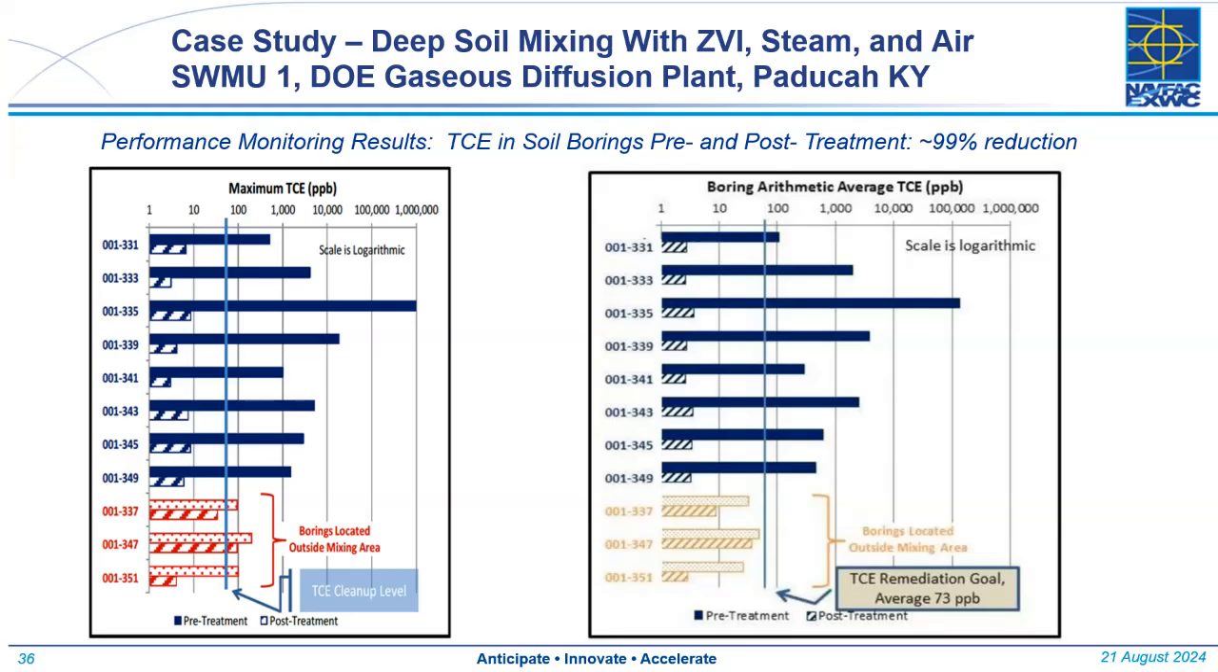So here's some treatment results for this project, and they were great treatment results. By comparing TCE in soil borings before and after treatment, there was a 99% reduction in TCE. On the graphic on the left, we have maximum TCE concentrations. The dark blue bars are pre-treatment and the hashed bars are post-treatment. And we had a multiple order of magnitude reduction in the maximum TCE concentrations, and even better results when we took the arithmetic mean of soil measurements. So it definitely achieved treatment objectives in this project.